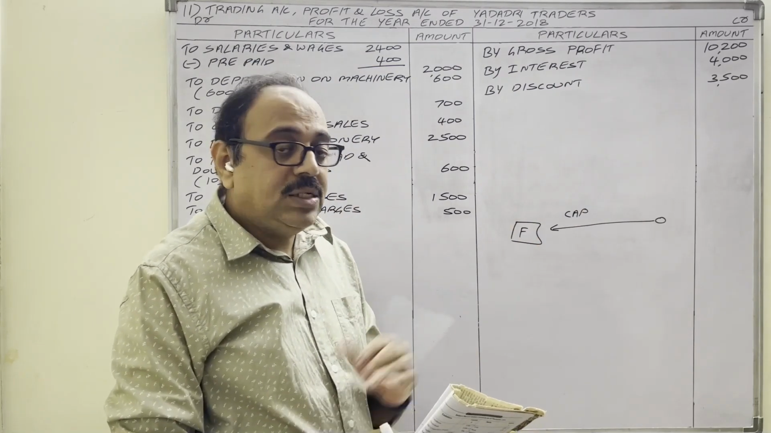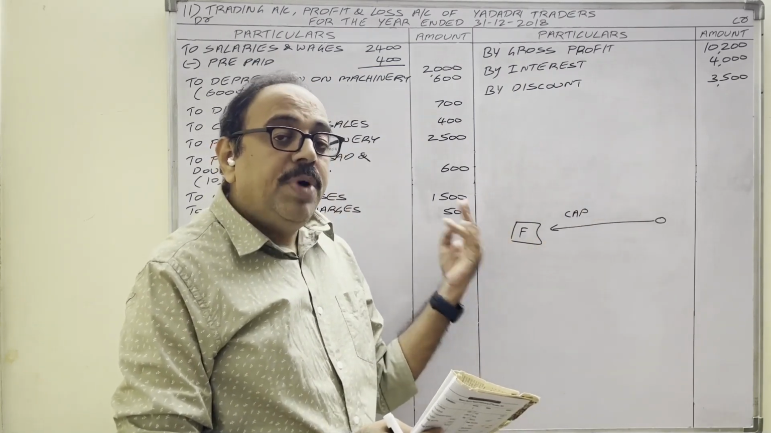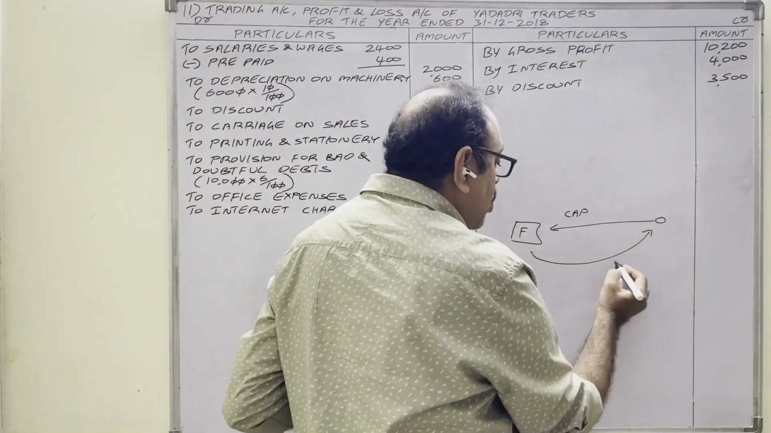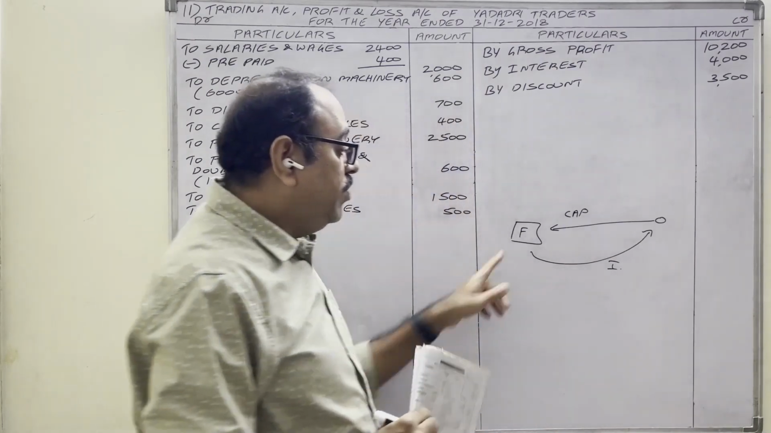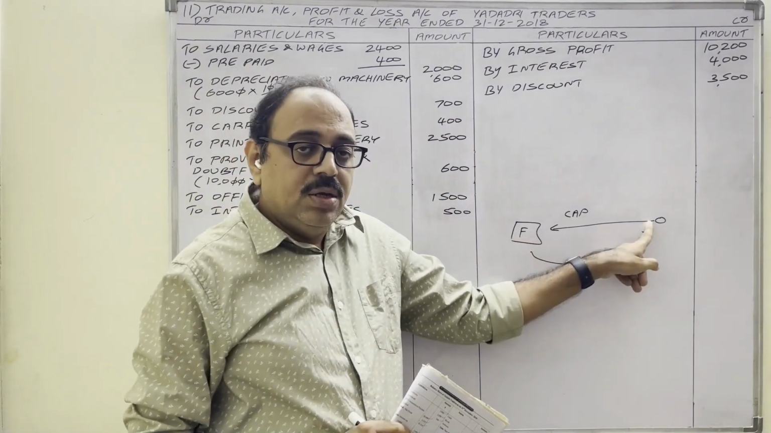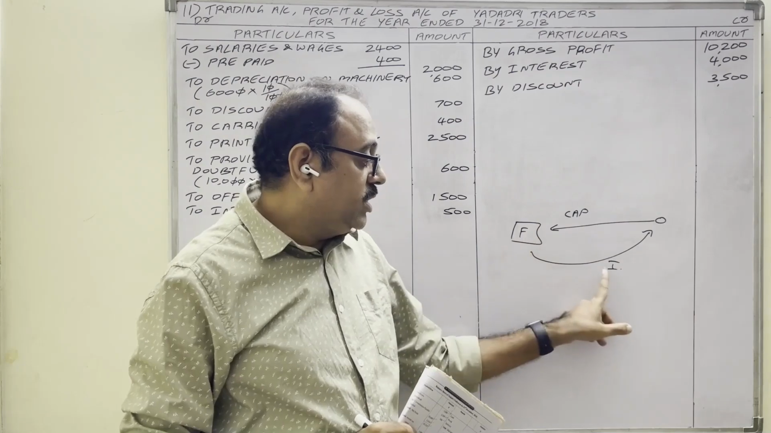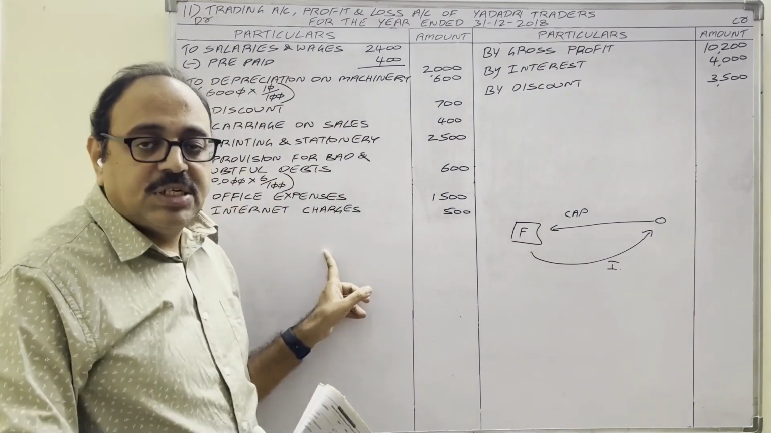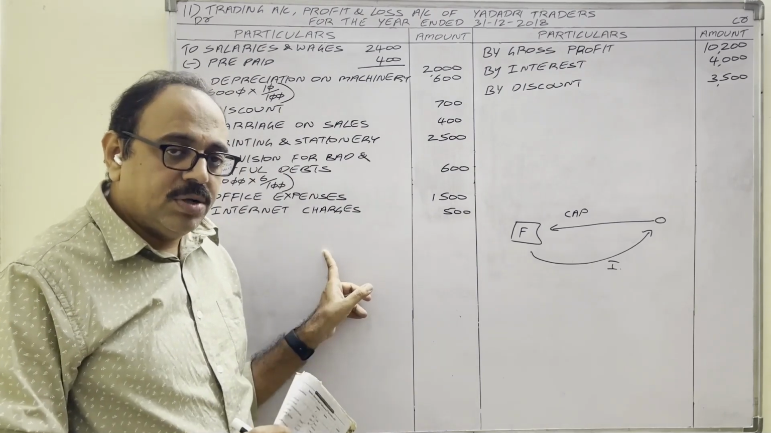When owner is bringing money into the business, we should assume that firm is taking loan from owner. So capital is liability. And who should pay interest to whom? Firm should pay interest to the owner, because we are taking loan from owner. Therefore, to the firm, this interest is an expenditure. So profit and loss account debit side. You may get a small doubt.